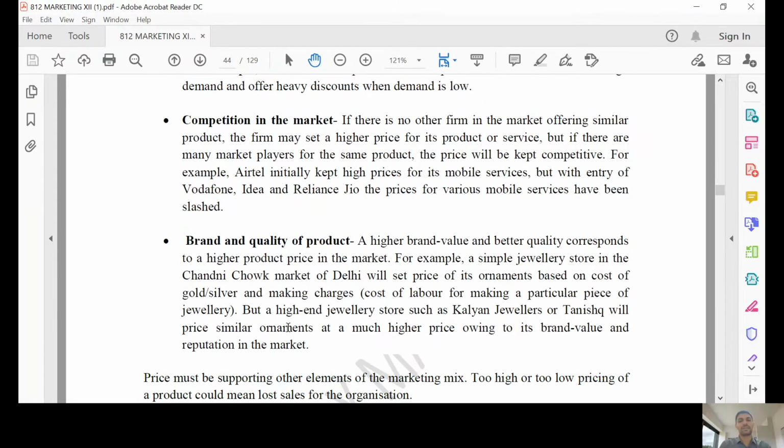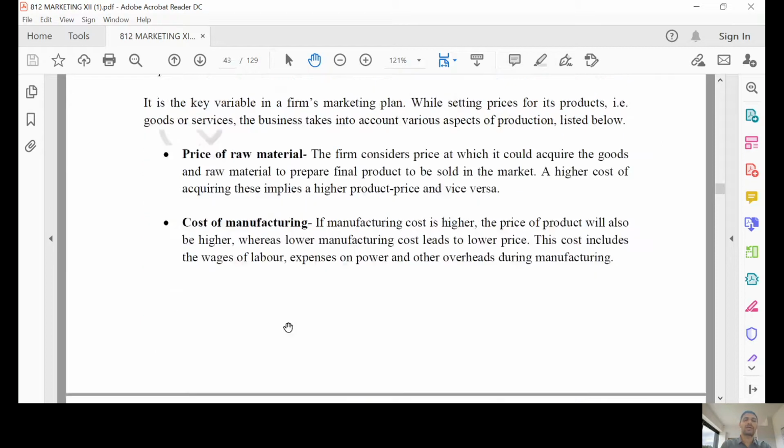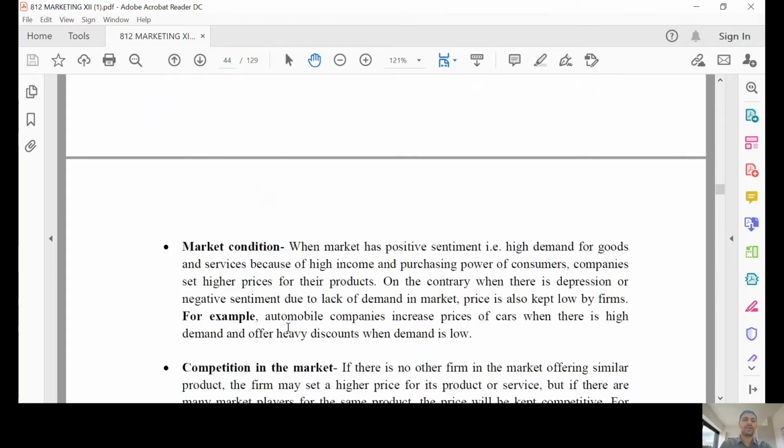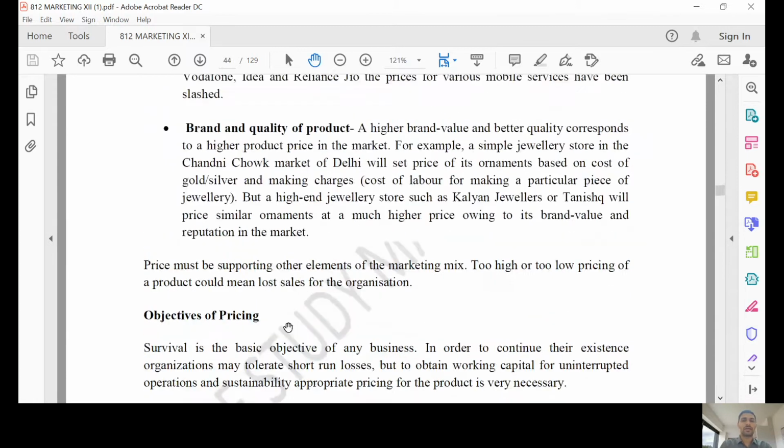Another important factor influencing the price is the brand and quality of the product. All of you know very well, branded products are always sold at a higher price. And if the company is increasing the quality of the product, that comes along with an increase in price. So these are all the different factors which actually influence the price of the product: the price of raw material, cost of manufacturing, market condition, competition in the market, brand and quality of the product, etc.